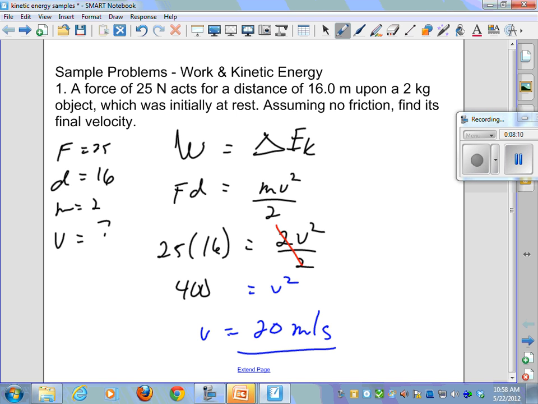Yeah? Probably 2 marks, right? One for doing this side of it here, the 400. Some people might want to do it as a 2-step thing, find the work, then find the kinetic energy. Do it 2 ways, 2 steps. That'd be fine.